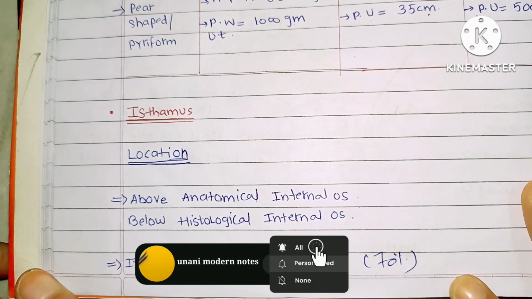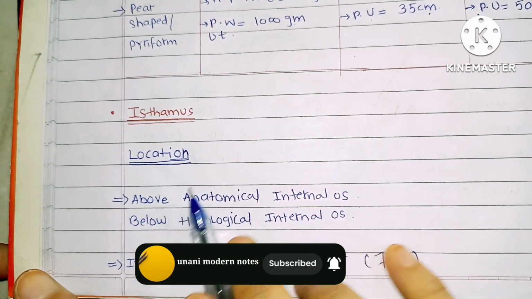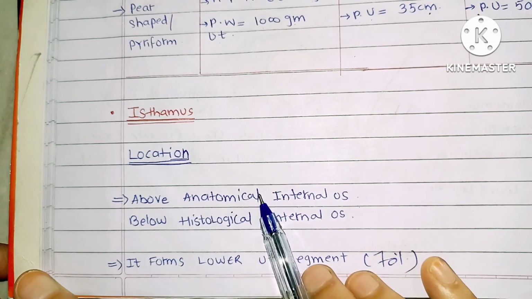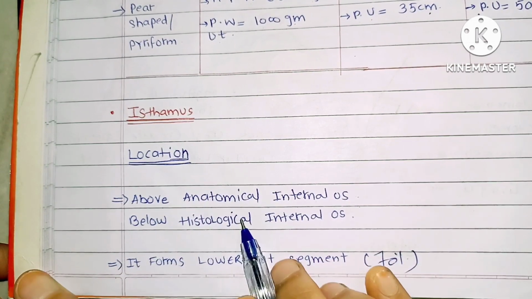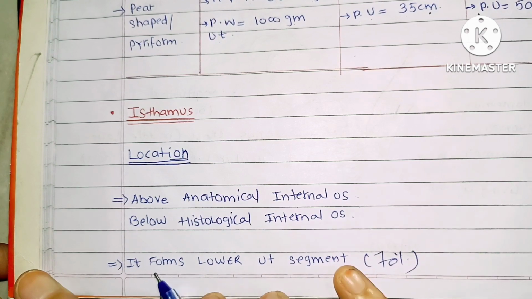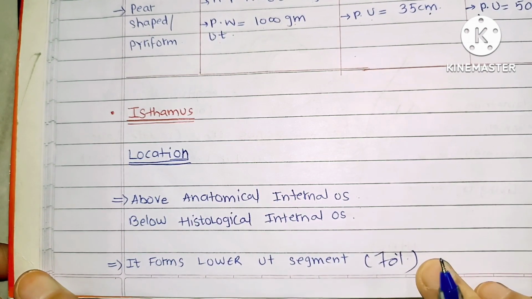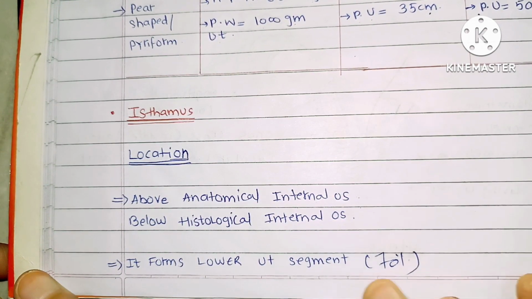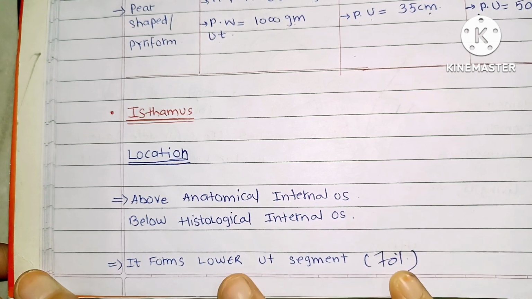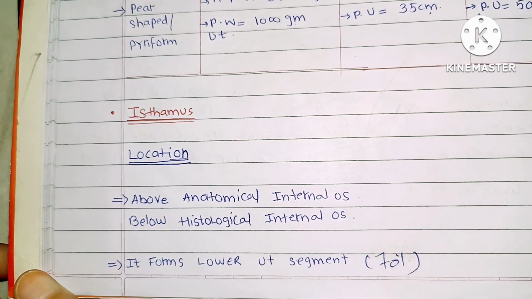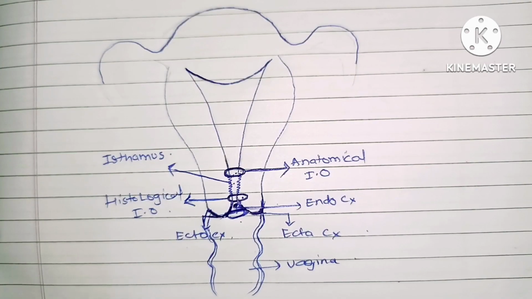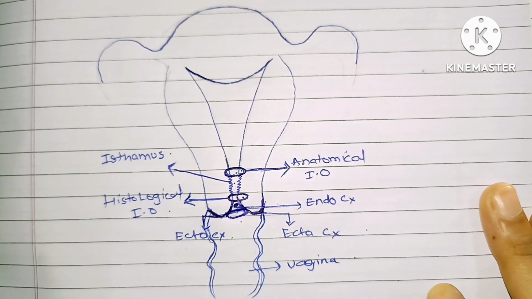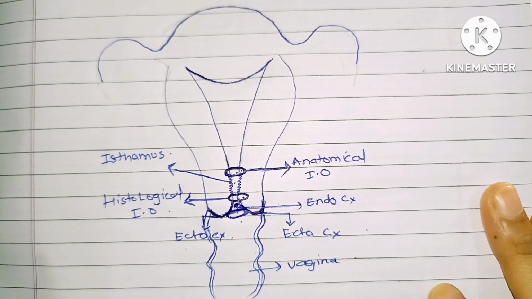So let's begin with isthmus. Location: it is situated above the anatomical internal os and below the histological internal os. It forms the lower uterine segment in 70% of cases during pregnancy, and in 30% of cases, the lower uterine segment is made by the cervix during pregnancy. Now let's understand what anatomical internal os and histological internal os are with the help of a diagram.